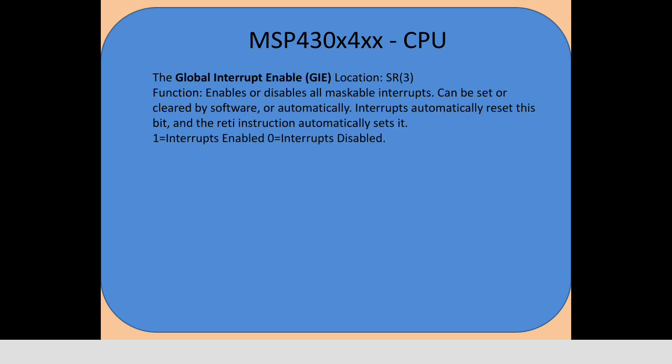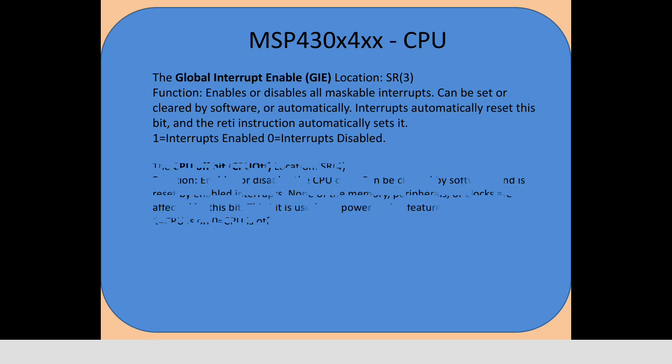Next we can see the global interrupt enable flag, that is SR3, the status register's 4th bit. It enables the maskable interrupts. The maskable interrupts are enabled or disabled by using this bit. If it is 1, that means the maskable interrupts are enabled. If it is 0, they are disabled.